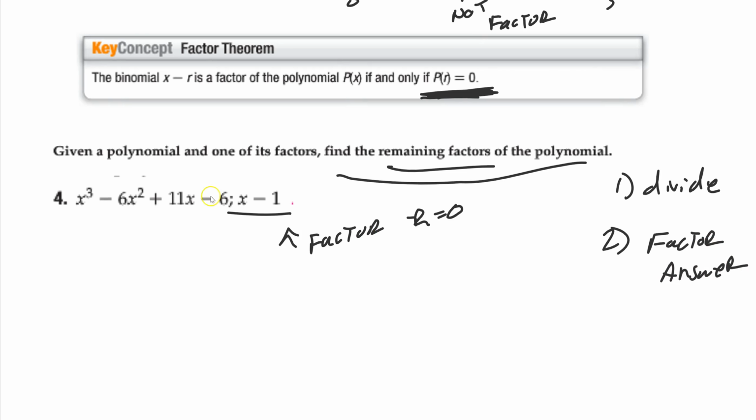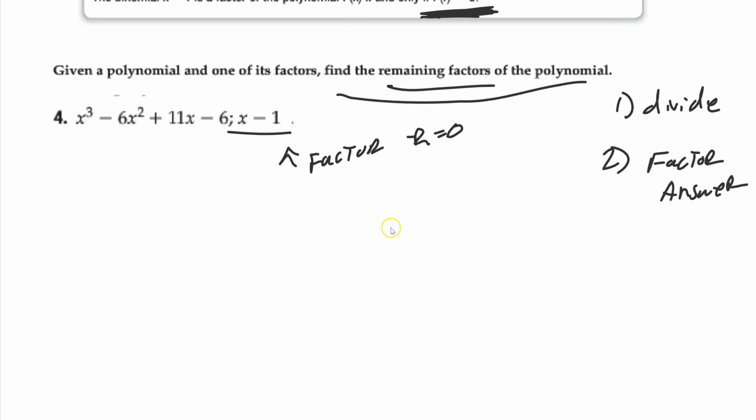So that's what's going on here. They're saying, hey, this is a factor. So if I divide this by that, it's going to give me a remainder of 0, so I get a nice even polynomial. I can just factor that answer. So that's the idea. Let's do a couple examples of this.